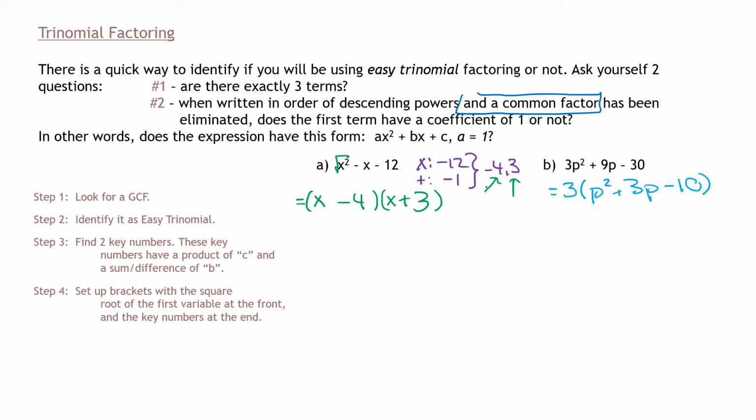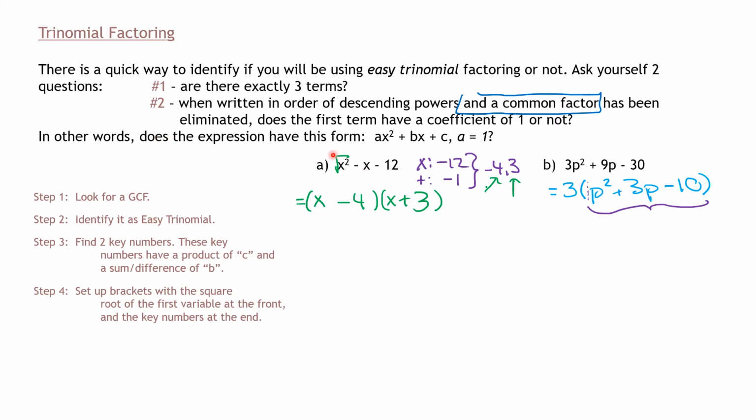So now I'm going to look at this trinomial right here. Does it have a coefficient of 1? Yes, it does. So this p squared, now that I've factored out the 3, has an invisible 1 in front of it. So that means we can look at our 4 steps on the side. Step 1 is look for a greatest common factor. Okay, we already did that. Identify it as an easy trinomial. That really refers back to this number 2 here.